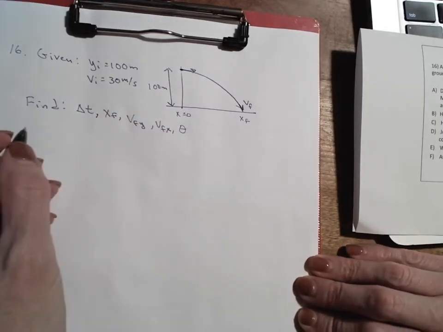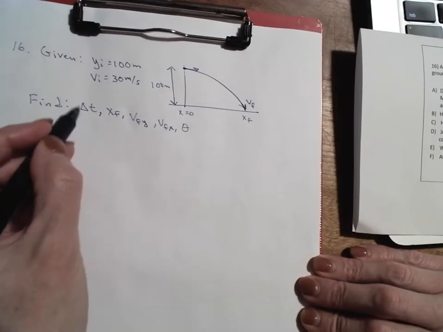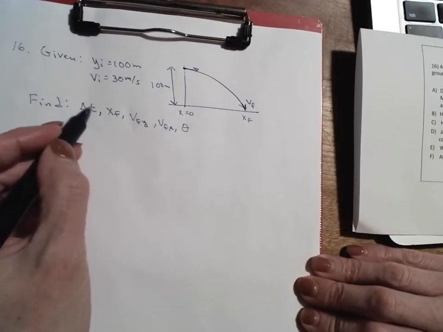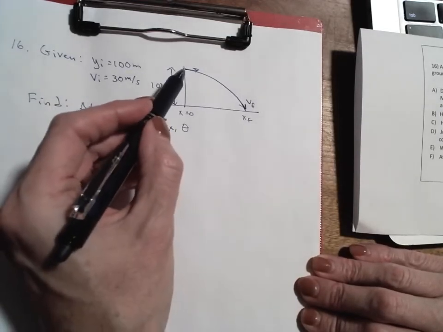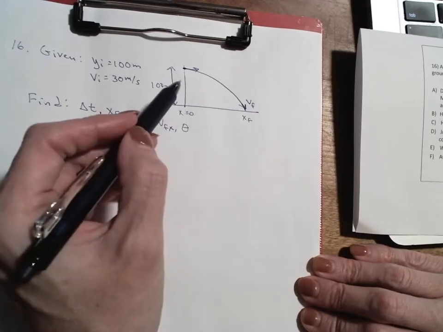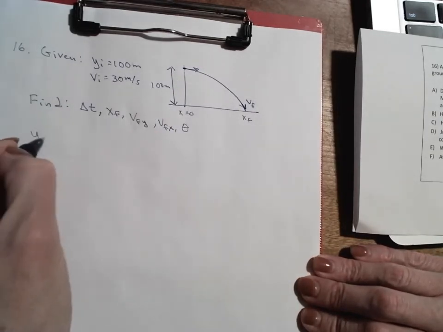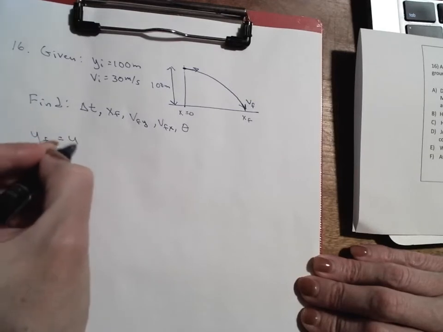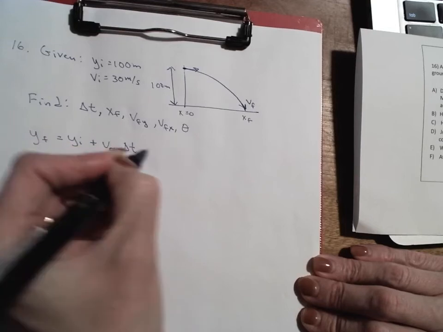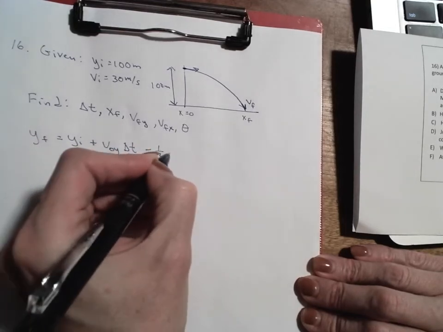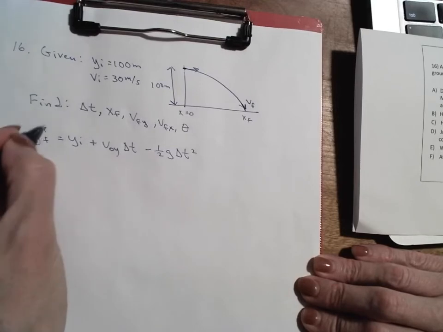Okay, so the first thing we know when we have a projectile problem is that delta t is the thing that links my y equation and my x equation, and I know my starting y position and I know my ending y position. So I'm going to start with the y equation to find delta t. y final is equal to y initial plus v naught y delta t minus 1/2 g delta t squared. And so I know that y final is 0.